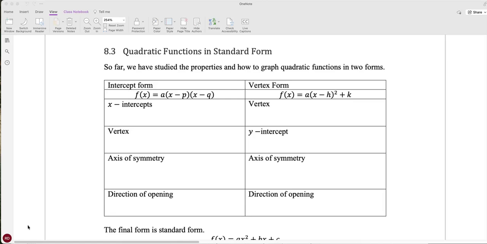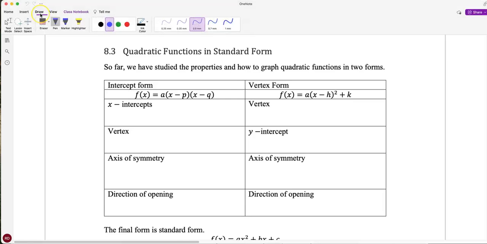Okay, Algebra 1. So far in our study of quadratics, we've had two different forms for the quadratic and how to graph them: intercept and vertex. So again, intercept form, f of x equals a, x minus p, x minus q. Shock of all shocks, you can look at that and tell the x-intercepts right away. The x-intercepts are the points p, 0 and q, 0.